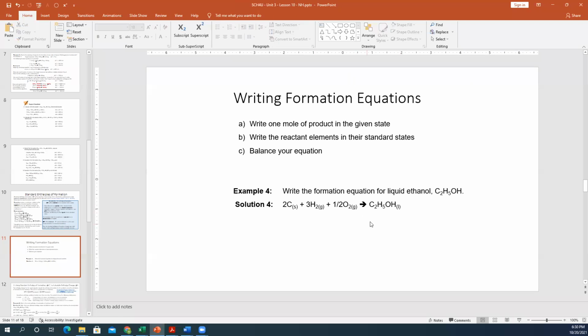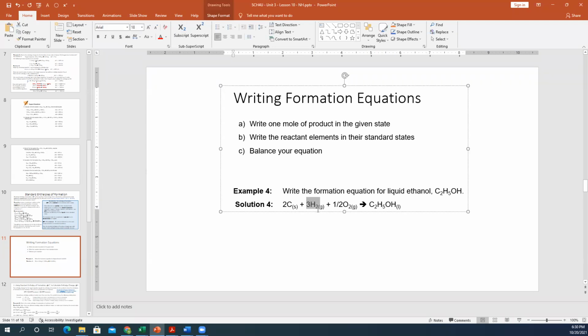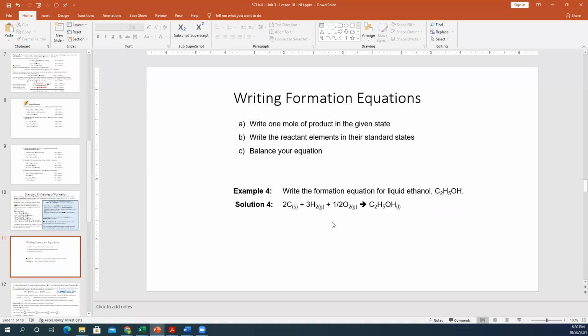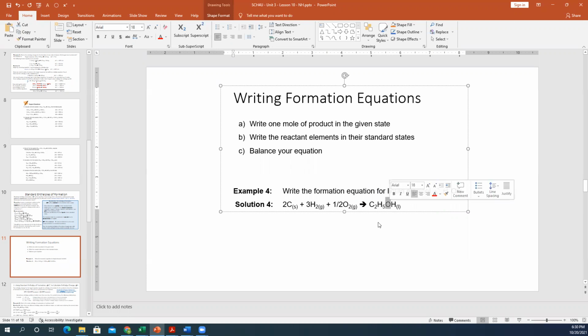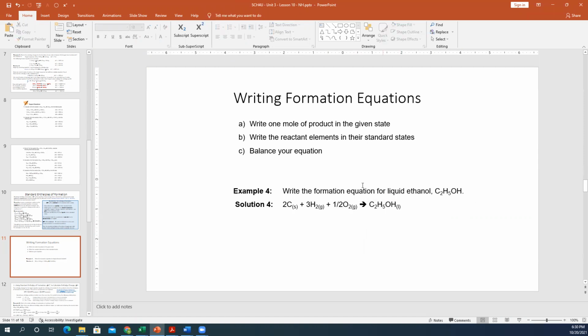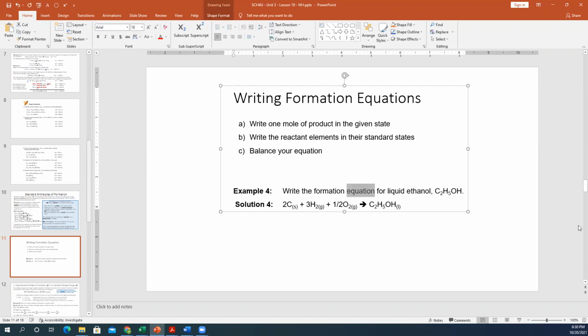You need 6 hydrogens because 5 and 1, we need 6. And hydrogen is a diatomic gas, so you put 3. That makes 6 altogether. And then you need only one oxygen. And because oxygen is a diatomic gas, you put a coefficient of 1/2 in front of it. And there you have written the equation. You were asked to write the equation for the formation of liquid ethanol. This is the equation for the formation of liquid ethanol.